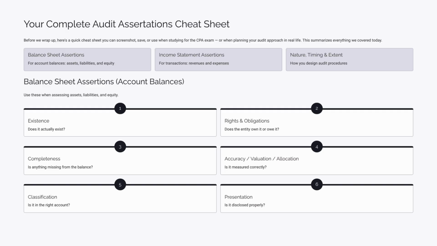1. Balance sheet assertions, account balances. Use these when assessing assets, liabilities, and equity. Existence. Does it actually exist? Rights and obligations. Does the entity own it or owe it? Completeness. Is anything missing from the balance? Accuracy, valuation, allocation. Is it measured correctly? Classification. Is it in the right account? Presentation. Is it disclosed properly?